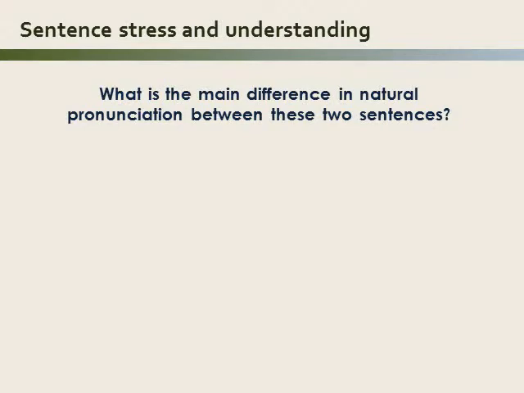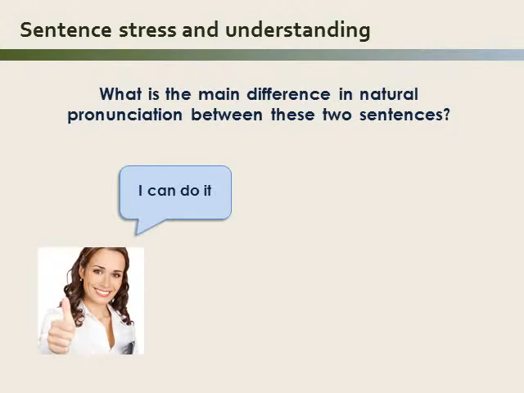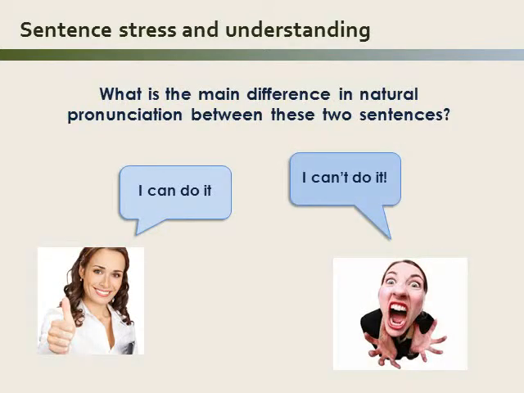Sentence stress can also affect intelligibility and understanding. If you look at these two sentences, try saying them aloud and seeing what the main difference in pronunciation is between them. Pay particular attention to stress and rhythm. "I can do it," "I can't do it." You'll hear that in the first sentence, "I can do it," the main stress is on the word do, and the word can is unstressed. "I can't do it" has two beats, can't and do. And this is really the real difference, not whether you pronounce the T at the end of can't, but whether you stress the word can't in the negative sentence.